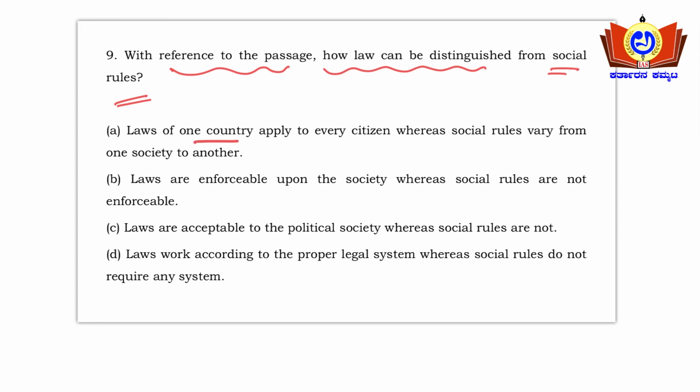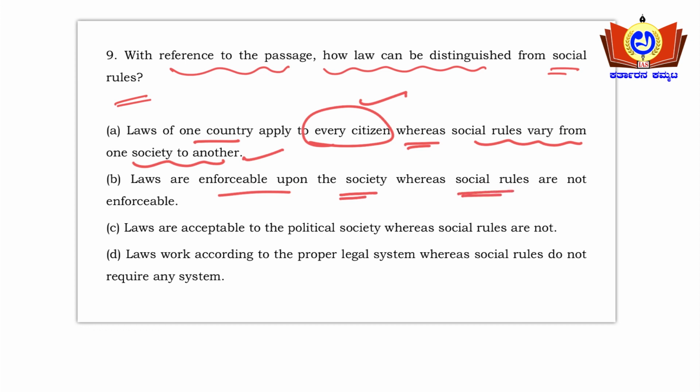Law of one country applies to every citizen. Yes, this is correct here, whereas social rules vary from one society to another. So this part is also correct here. Okay, laws are enforceable upon society, whereas social rules are not enforceable. See friends, in the passage we can say that law is usually recognized as binding on those to whom it applies, not upon the entire society. Hence this can be ignored, friends.